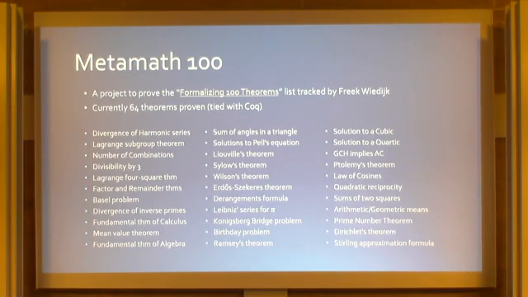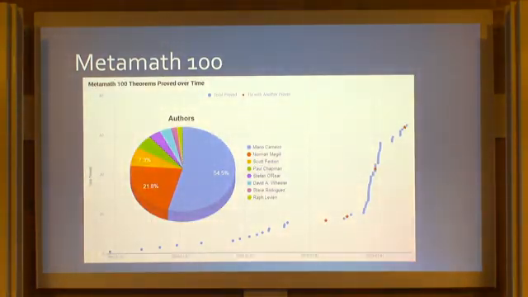Oh, it's not MetaMath 100. Well, we call the project the MetaMath 100 project because it's the project to formalize the 100 theorems listed there. And we've managed to tie Coq on this one, so we're kind of happy about that. The new ones here are the ones added since last time I gave this talk. And here's an example of the progress over time.